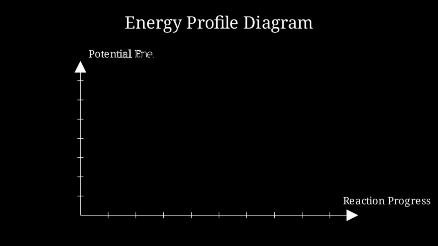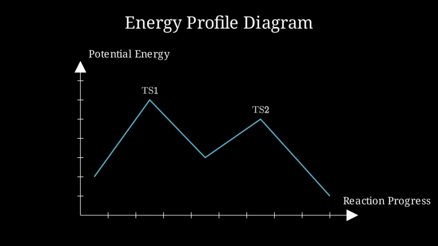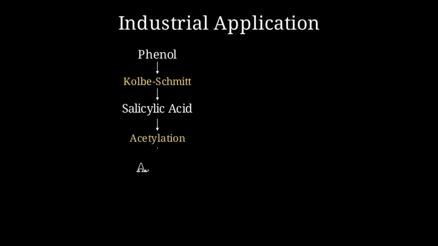Looking at the energy profile, we see the initial activation energy required to form the intermediate. The subsequent rearomatization step releases a significant amount of energy, making the overall reaction exothermic and thermodynamically driven. In industry, the salicylic acid produced here is treated with acetic anhydride to create acetylsalicylic acid, commonly known as aspirin. This sequence is one of the most successful applications of organic synthesis in history.